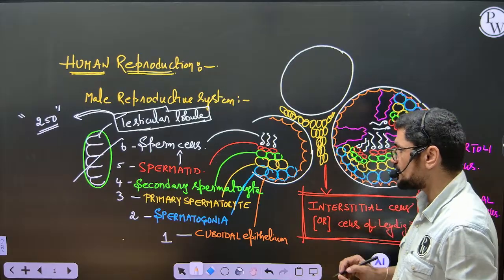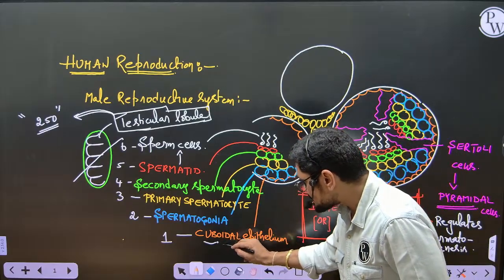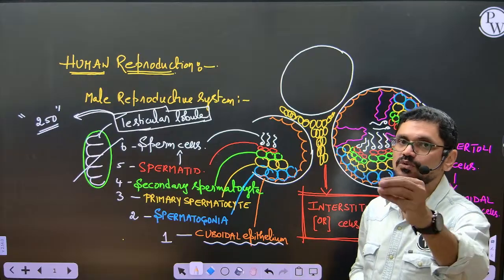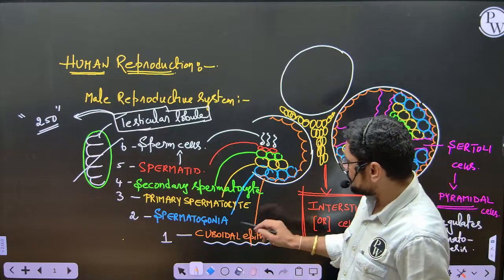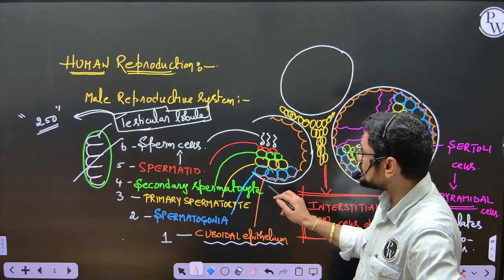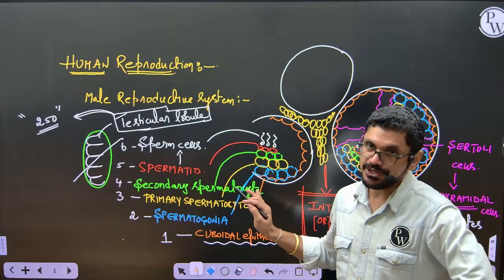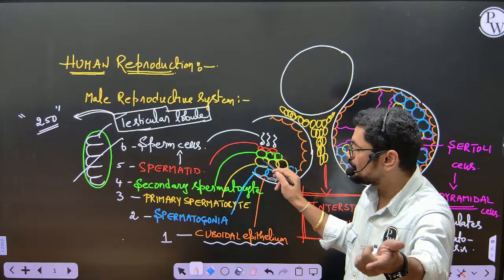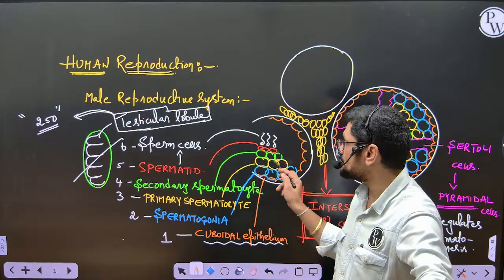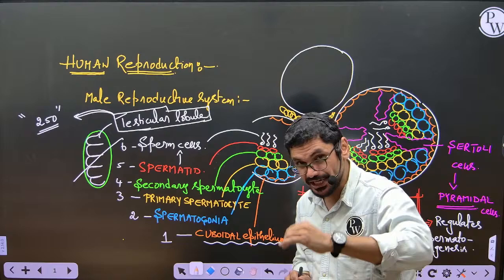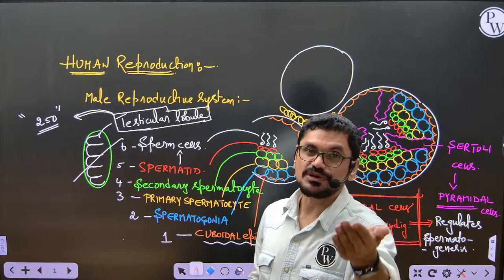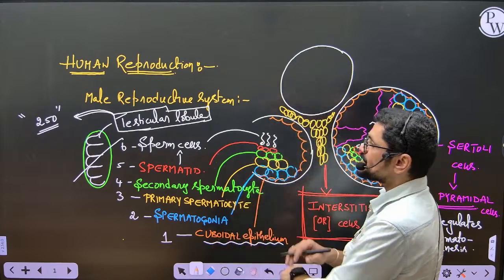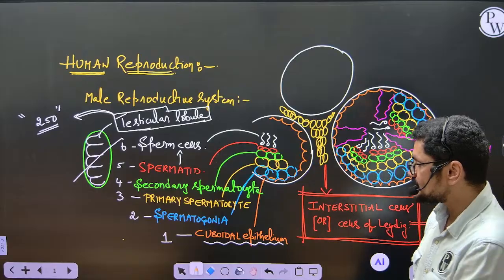Once again, my dear friend, cuboidal epithelium is present in the testis. It is also present in the ovary. From the brown color cuboidal epithelial cells, blue color spermatogonia are produced. From the blue color spermatogonia, the primary spermatocyte is produced. From the primary spermatocyte, the secondary spermatocyte is produced. From the secondary spermatocyte, the spermatid is produced. From the spermatid, the sperm cell is produced. That's the sequence. Okay, this is the point you have to remember.